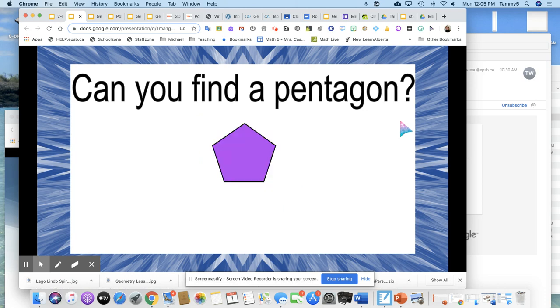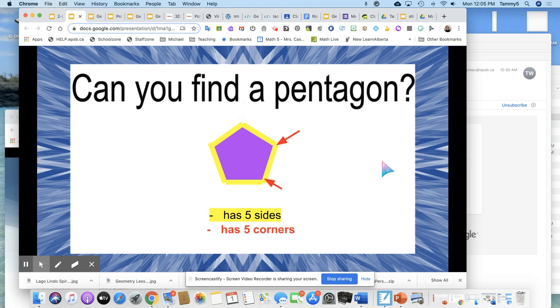Let's look at something more tricky. Can you find a pentagon in your house? Now, a pentagon has 5 sides, 1, 2, 3, 4, 5, and has 5 corners. 1, 2, 3, 4, 5. Now, this might be tricky. Do your best. Come back and see what happens.